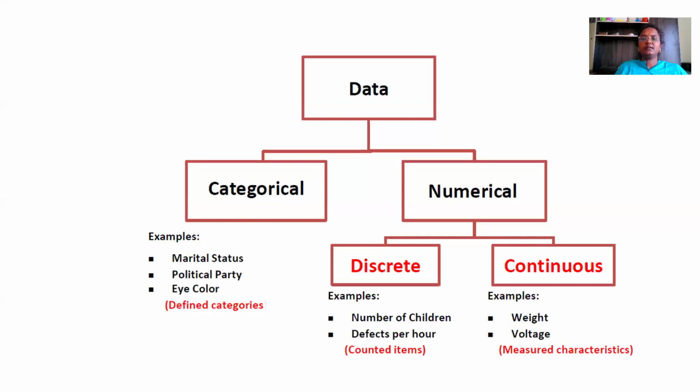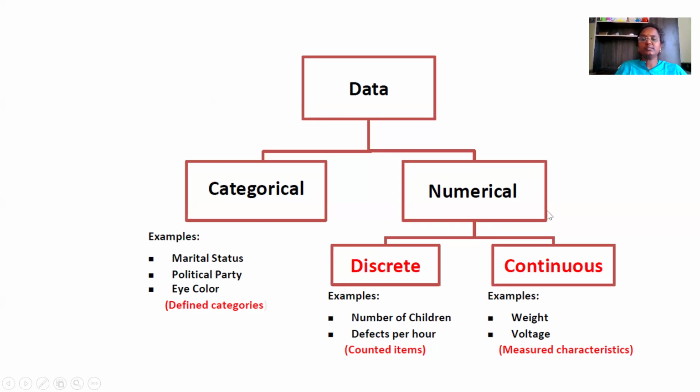The data has subcategories like categorical and numerical. Categorical is where we can define the category. In numerical, we cannot define the category. For example, marital status, political party, and eye color are categorical. Numerical is based on numbers.